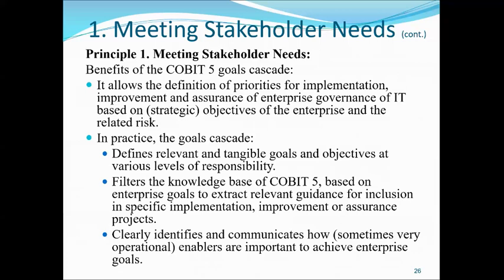Define relevant and tangible goals and objectives at various levels of responsibility. Filter the knowledge base of COBIT 5, based on enterprise goals, and extract relevant guidance for inclusion in specific implementation, improvement, and assurance projects. So clearly identify the communication, how sometimes very operational enablers help implement and achieve enterprise goals. So communication is very important.